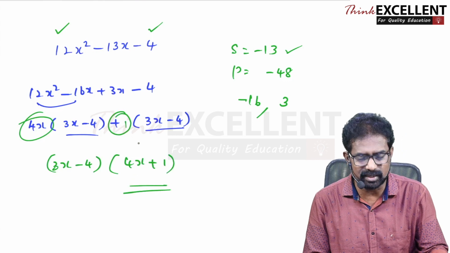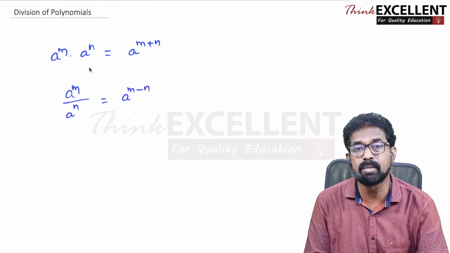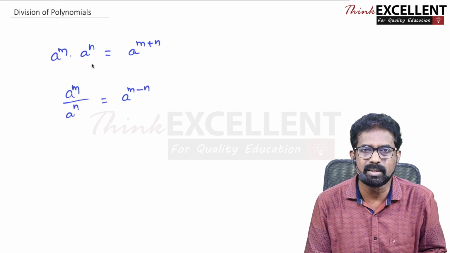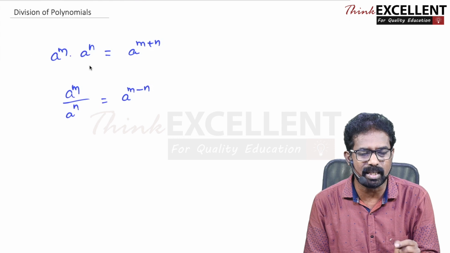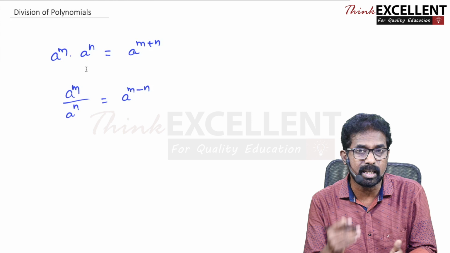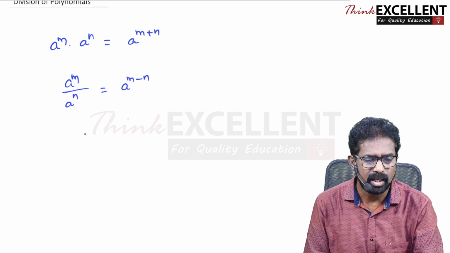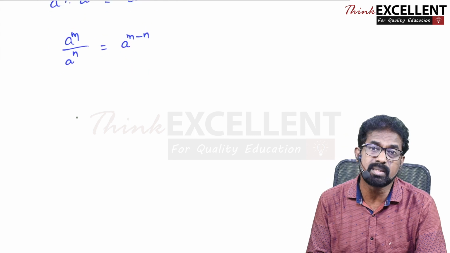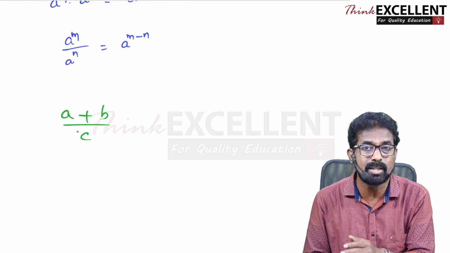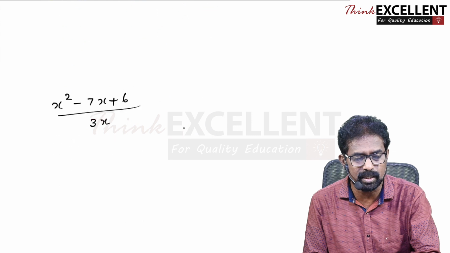Okay, now the last, I just want to help you with how to divide polynomials. So here you need some of the exponent properties. a raised to m into a raised to n is a raised to m plus n. Division, a raised to m by a raised to n, the exponents, the powers, you subtract: a raised to m minus n, right? When you divide, suppose the denominator is a single term. Suppose a plus b by c, the denominator is a single term. You can split into two directly. How? a by c plus b by c. You can split like this.